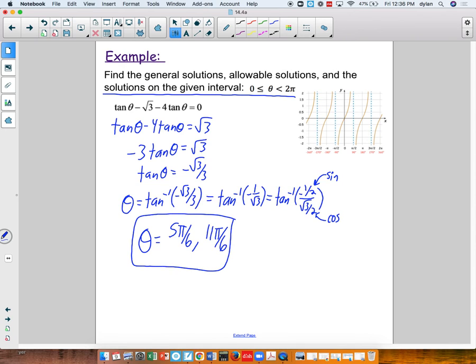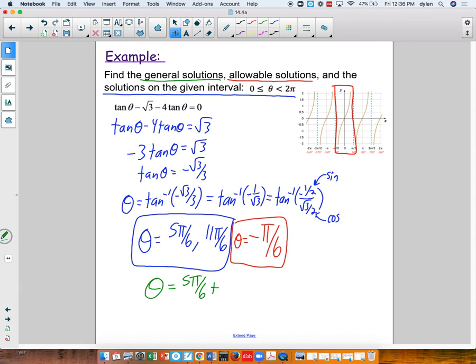Now, in terms of the allowable range, tangent inverse is allowable between negative pi over 2 and pi over 2, if you remember that discussion that we had. Neither of those fit within that range. However, negative pi over 6 is the same thing as 11 pi over 6, but it is within the allowable range. And then in terms of our general solutions, those are going to be at 5 pi over 6. Now, remember that tangent has a period of pi instead of 2 pi, so we would add pi k rather than 2 pi k. So 5 pi over 6 plus pi k and 11 pi over 6 plus pi k.